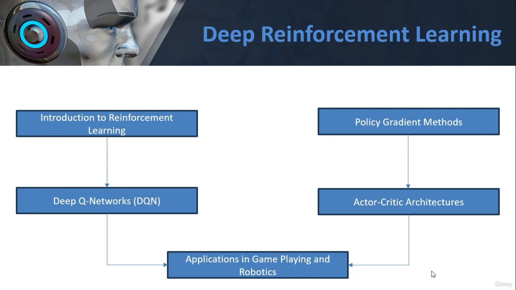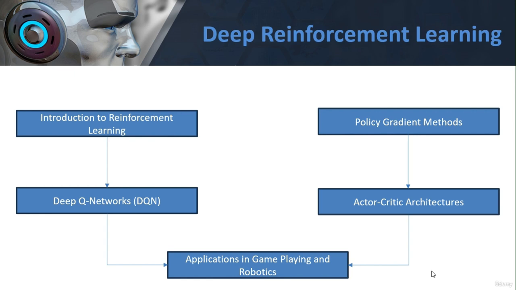Last one, we have applications in game playing and robotics. Deep reinforcement learning has achieved remarkable success in game playing and robotic domains. We showcase the accomplishments of deep reinforcement learning algorithms in games like AlphaGo, Dota 2, and poker. We also explored the application of RL in robotics, including tasks such as manipulation, locomotion, and autonomous navigation.